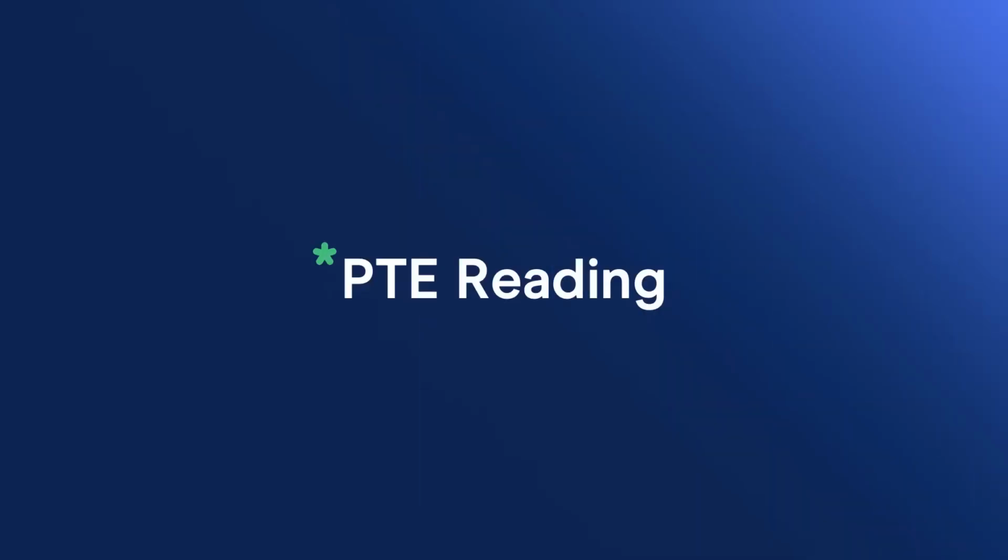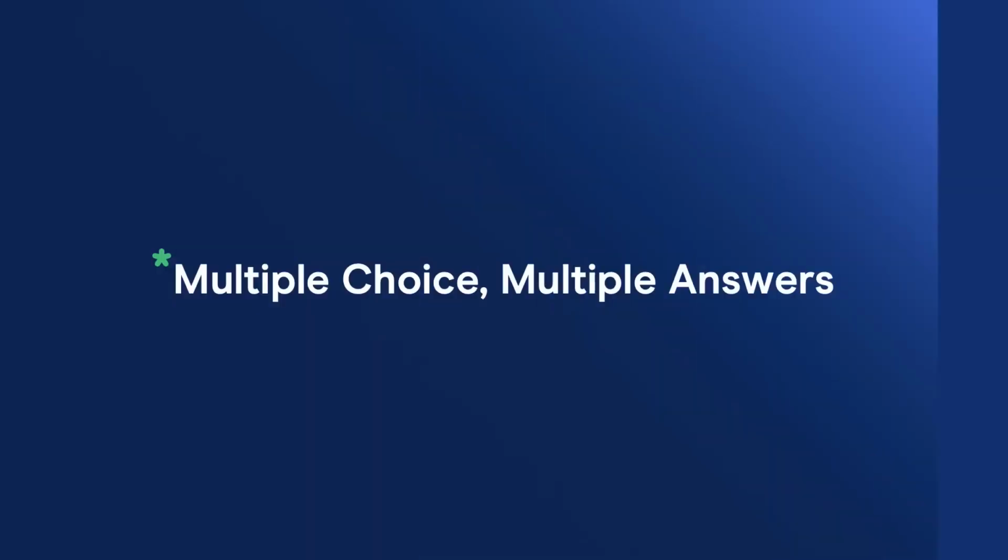Okay, let's move on to the next section of the PTE exam, the reading section. There are 5 different question types, including one that tests both reading and writing. This part of the test takes 29 to 30 minutes on test day. The first question type we're looking at is called multiple choice, multiple answers.